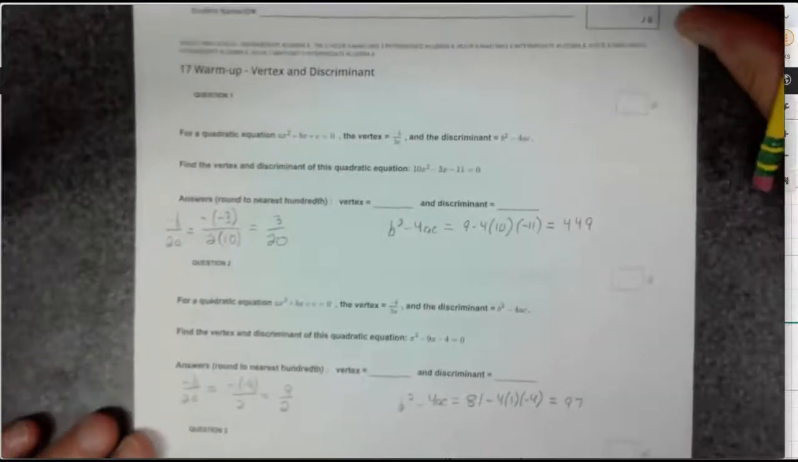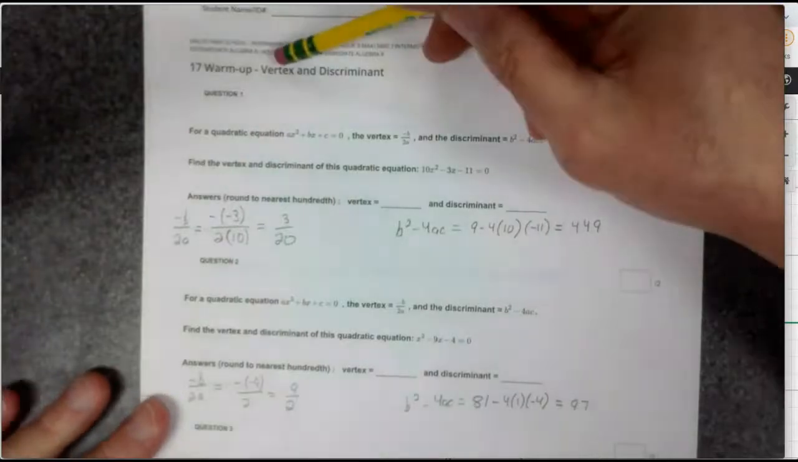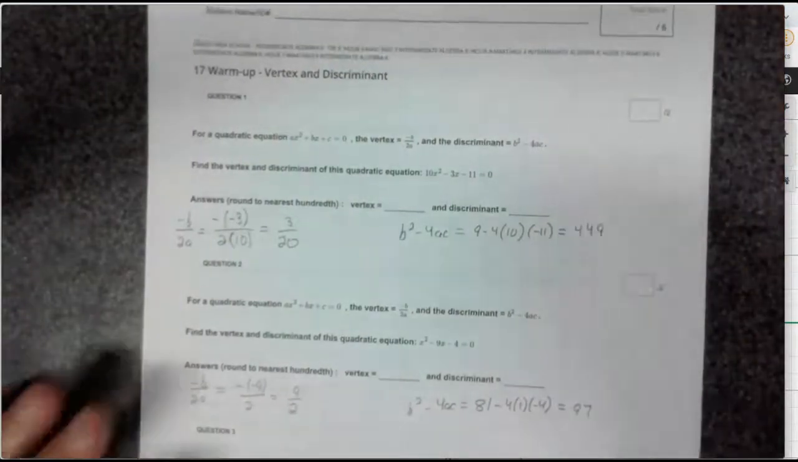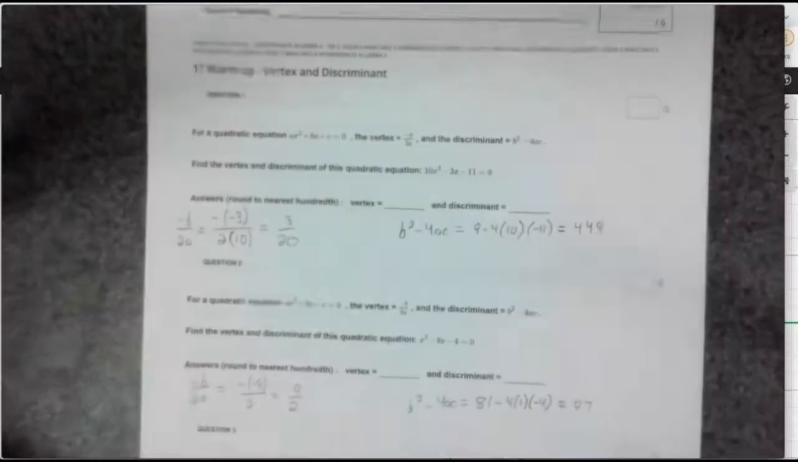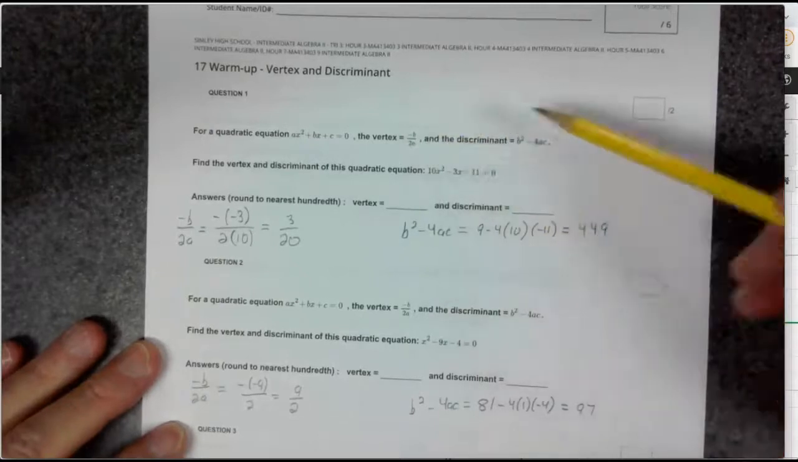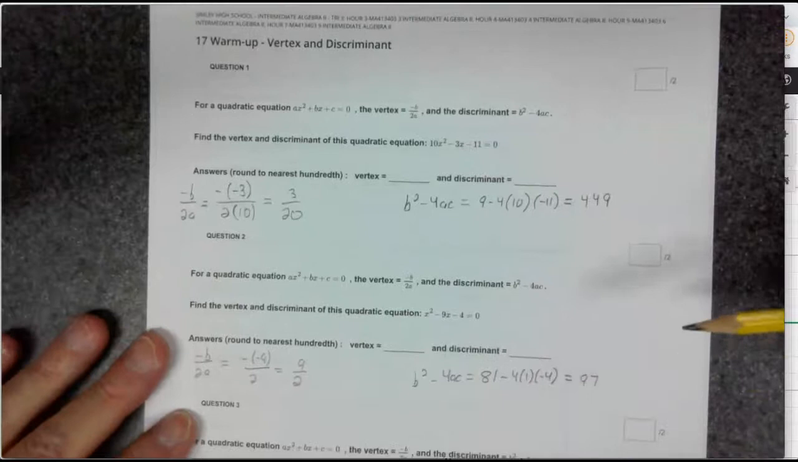All right, y'all, we're looking at these day 17 assignments. The warm-up was just calculating the vertex and the discriminant. The vertex, again, was just the x-coordinate of the vertex. And that's just negative b over 2a. The discriminant, b squared minus 4ac. I just wanted you to practice those two things.